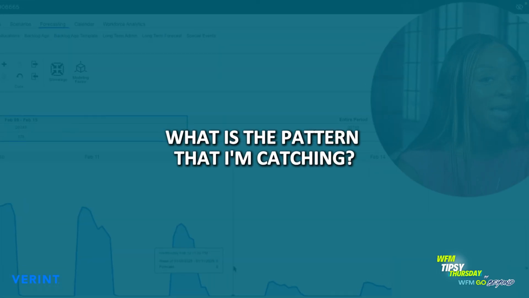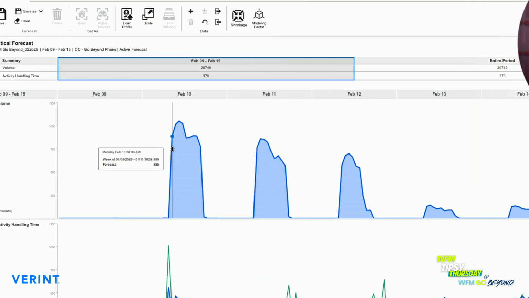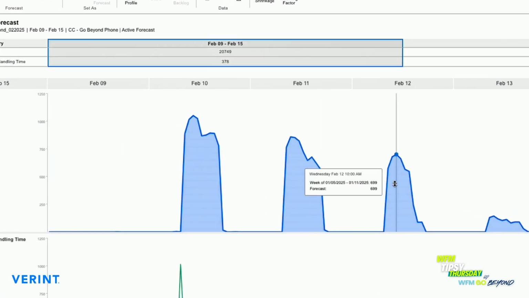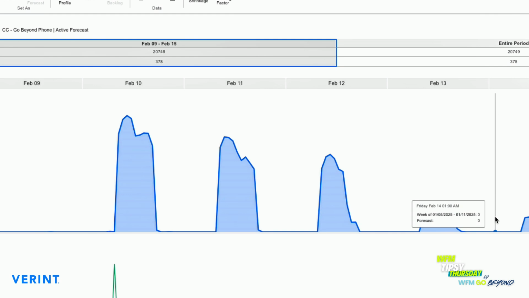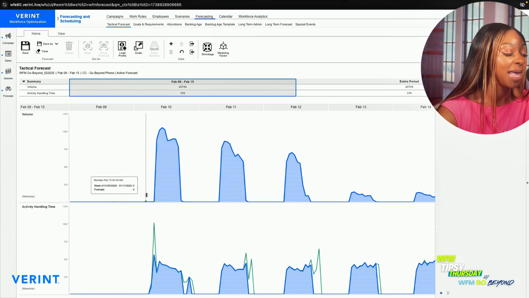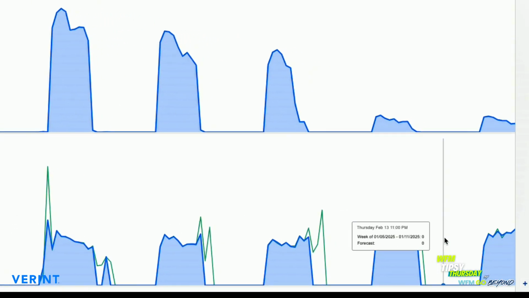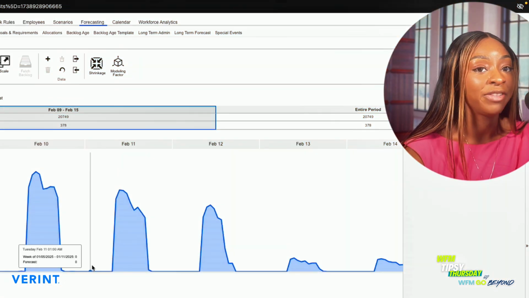What's the pattern that I'm catching? I'm catching that, oh, my Mondays are extremely high, and as the week goes on, my volume tapers off. Okay, that's the pattern that I'm catching. My AHT, which is down here, my average handle time, tends to be about the same every day. So that's an immediate pattern that I can catch.